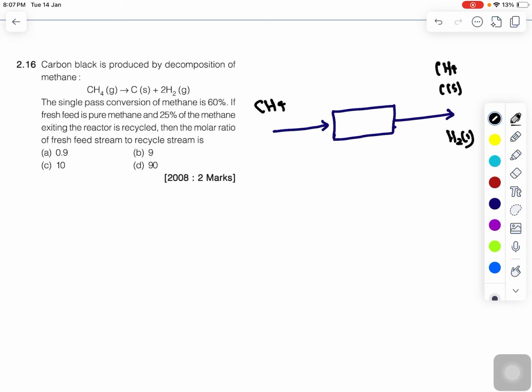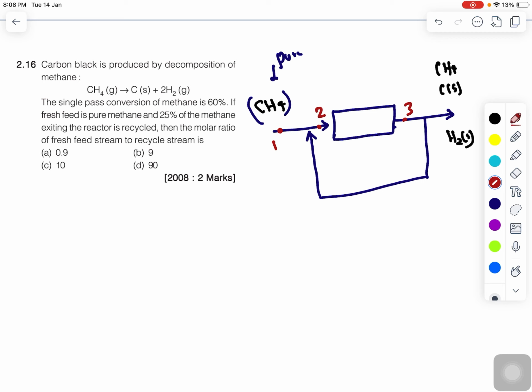Single pass conversion of methane is 60%. So here the single pass conversion is given, and the fresh feed is pure methane, and 25% of methane exiting the reactor is recycled. So let's see how much methane is getting recycled here. I'm assuming this is point 0.1, this is point 0.2, and this one is point 0.3. Is that clear?